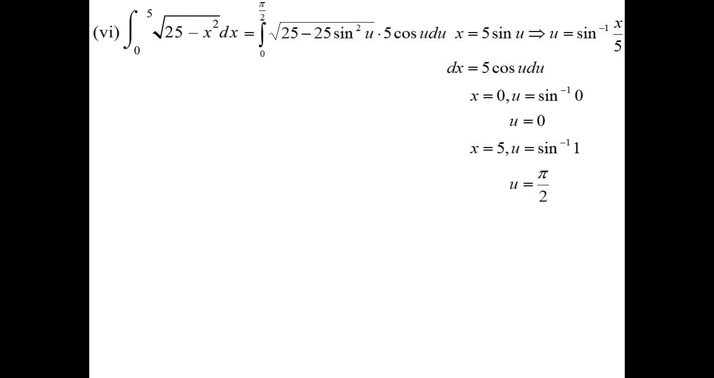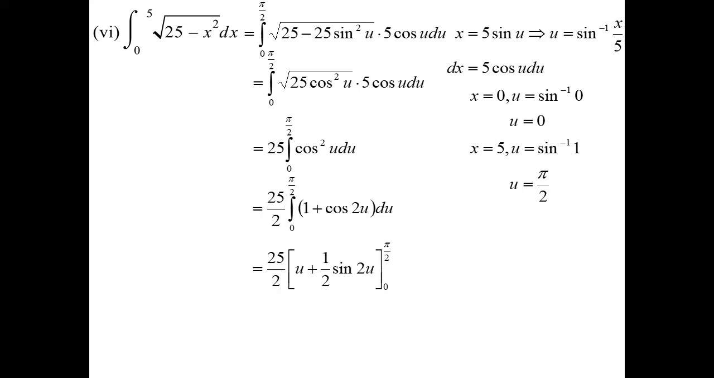So 25 minus 25 sine squared would be 25 cos squared. Square root of 25 cos squared would be 5 cos. Times it by the other 5 cos, and we now have 25 cos squared. But when we integrate cos squared, we use our double angles. So that'll be a half of 1 plus cos 2u. Integrate that. Fortunately, we don't have to substitute back in because it's a definite one. I can just put these numbers in. And there we go. 25 pi on 4 as our answer.